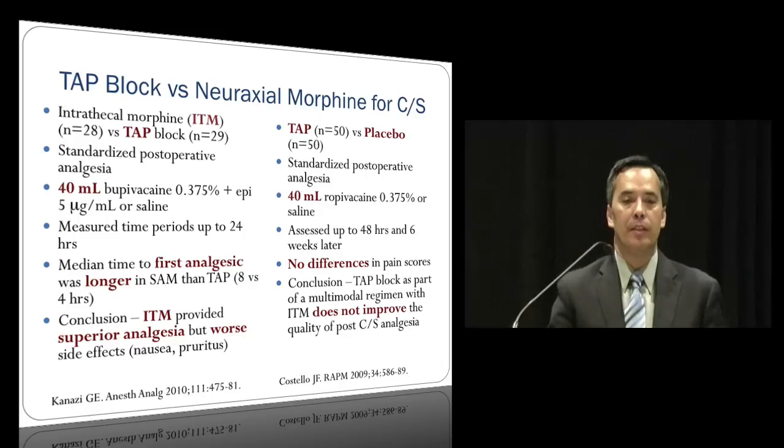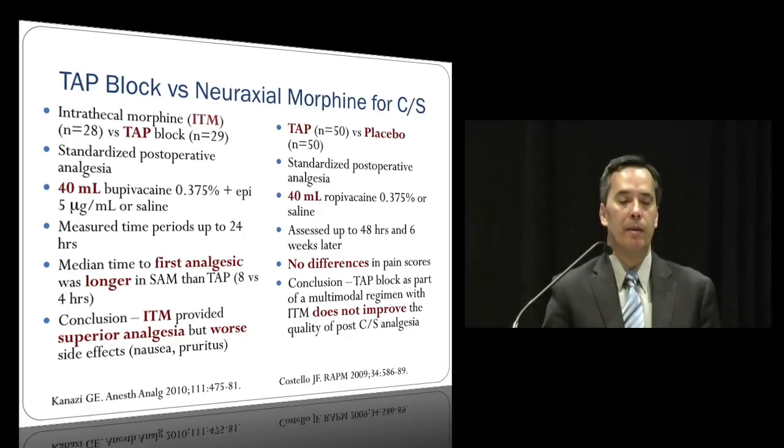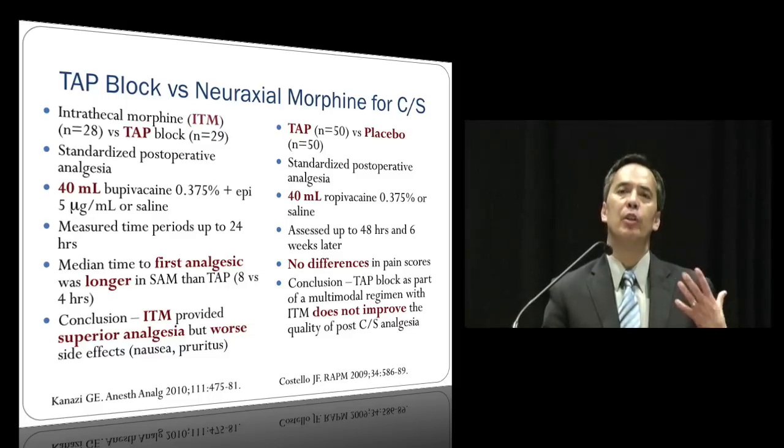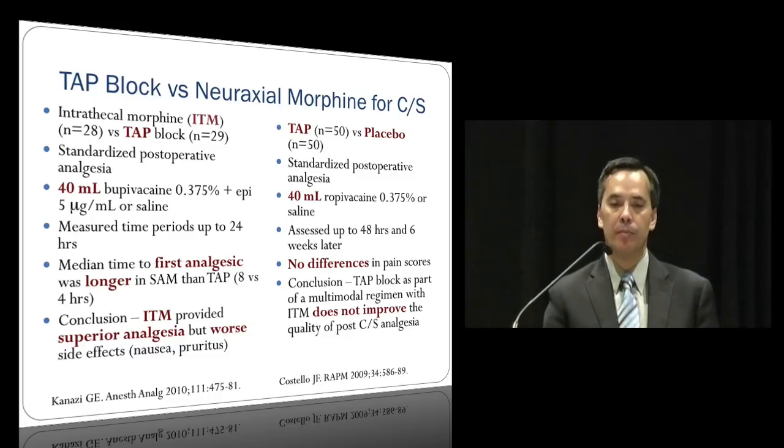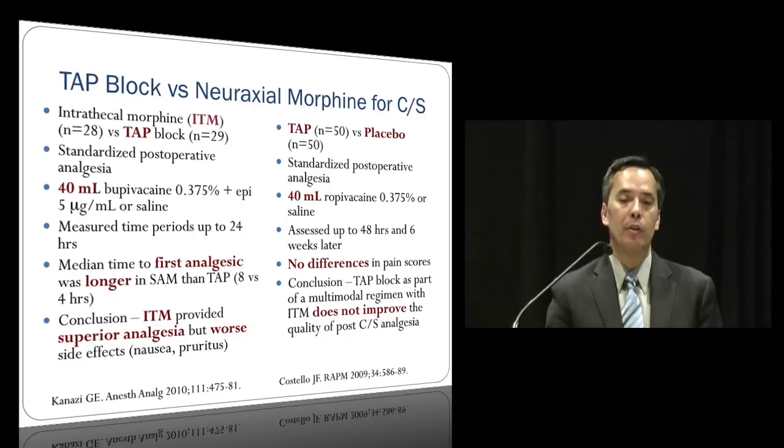And then they found that the median time to the first analgesic was longer in the intrathecal morphine group than the TAP. So there was more benefit if you used intrathecal morphine or subarachnoid morphine. That's what SAM stands for. And they concluded that intrathecal morphine provided superior analgesia but worse side effects. So you're better off using intrathecal morphine.